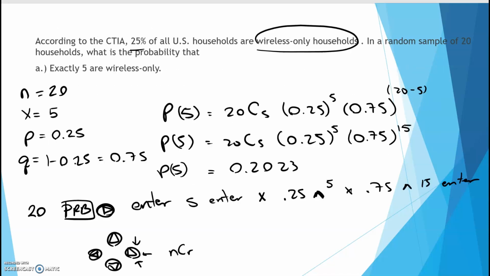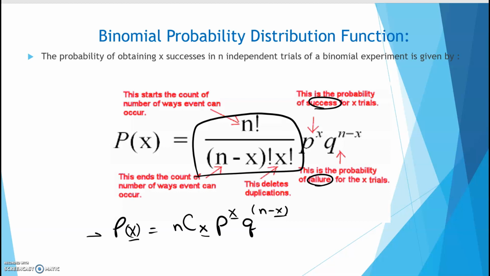Okay, now we're looking at least 3 are wireless only. So at least 3 can start at 3 and go all the way up to 20. And it's 20 because we are looking at 20 houses. So that's the max right there. I have 18 different numbers between 3 and 20. So that means I would have to use this formula right here 18 different times and then add all of my results together. But there's an easier way of doing this.